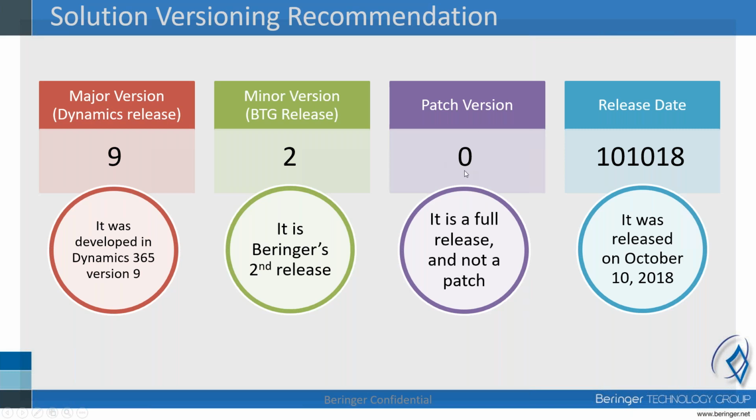And then the next number in the version number we use for our patch version. The system automatically does this. When you clone a patch, it automatically increments that number for you. And then we use the last part of the version number as our release date in month, day, year format. So this just tells us that this solution, 9.2.0.10.10.18, was released on October 10th, 2018.